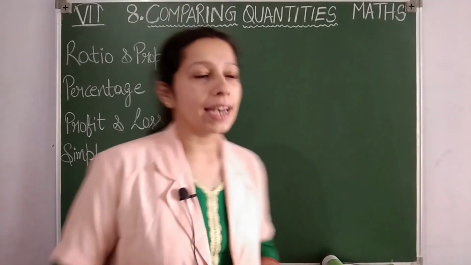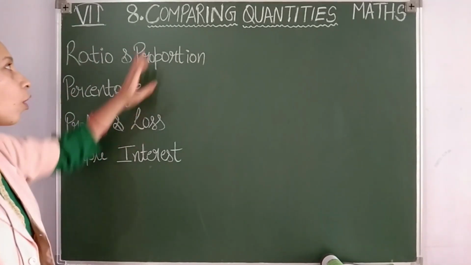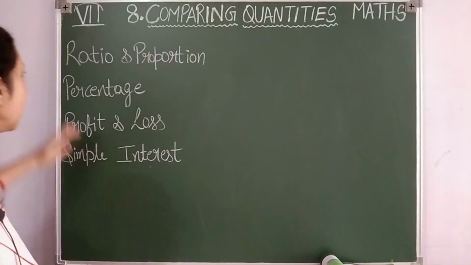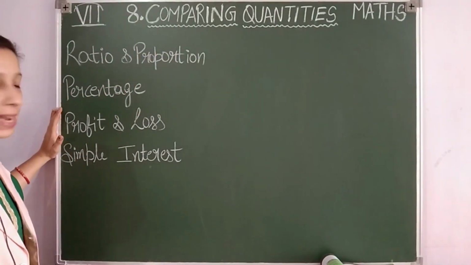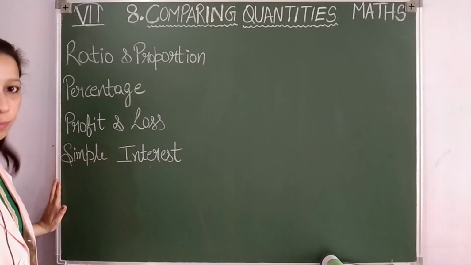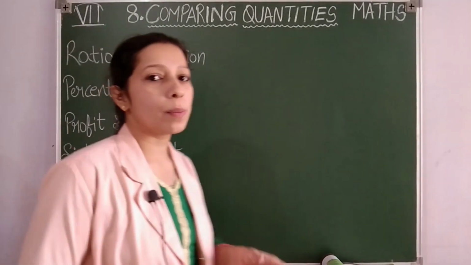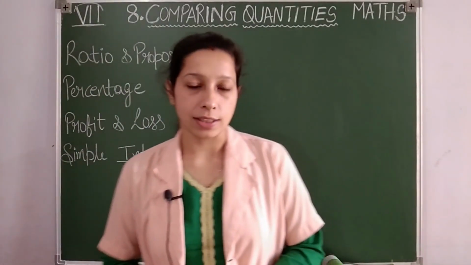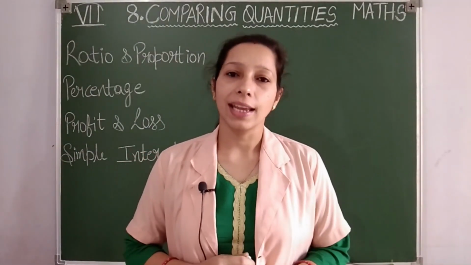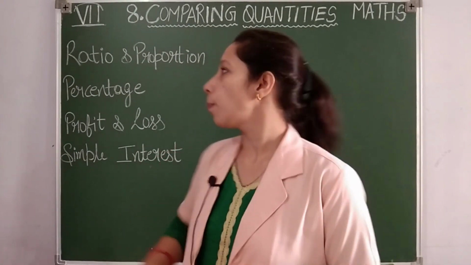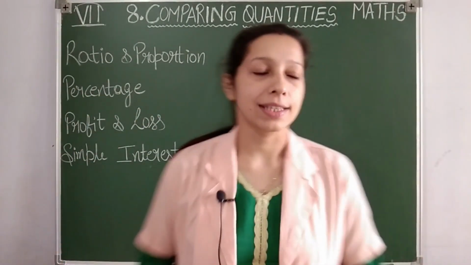In your 7th standard, the following ways we will be using for comparison of quantities. Let us see: ratio and proportion, percentage, profit and loss, and simple interest. Using these ways, we will be comparing the quantities. Okay, one by one we will be clearing each and every topic. So our first topic is ratio. Let us see.